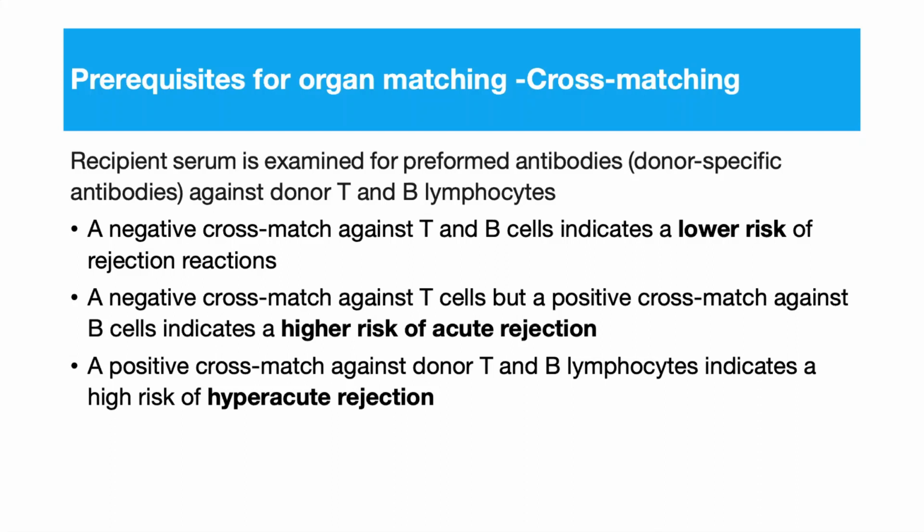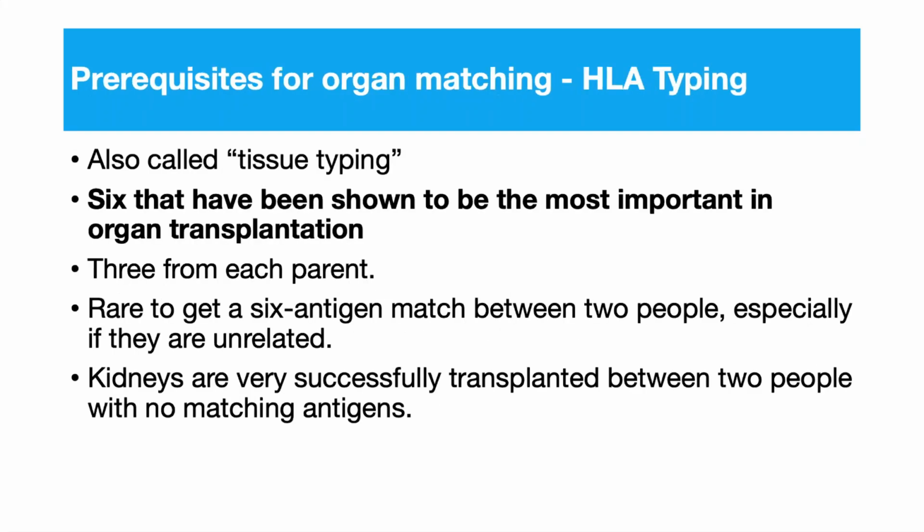But if it is negative for T cells but positive for B cells, there is a higher risk of acute rejection. But if both are positive, then there is a very high chance of hyperacute rejection, so you shouldn't proceed with the transplant.